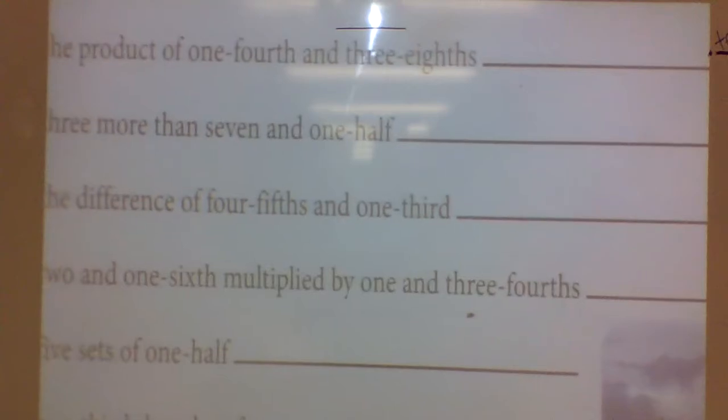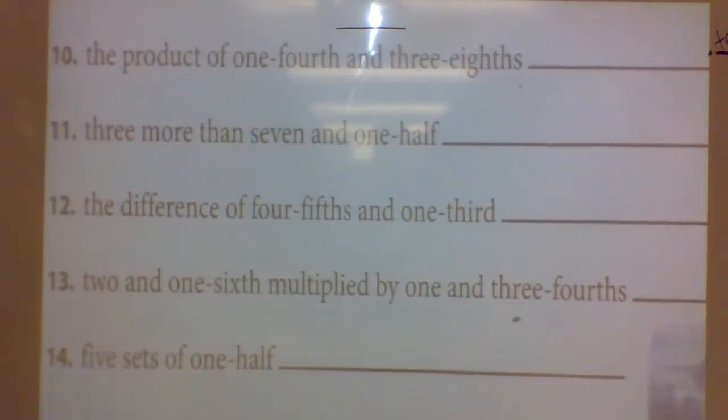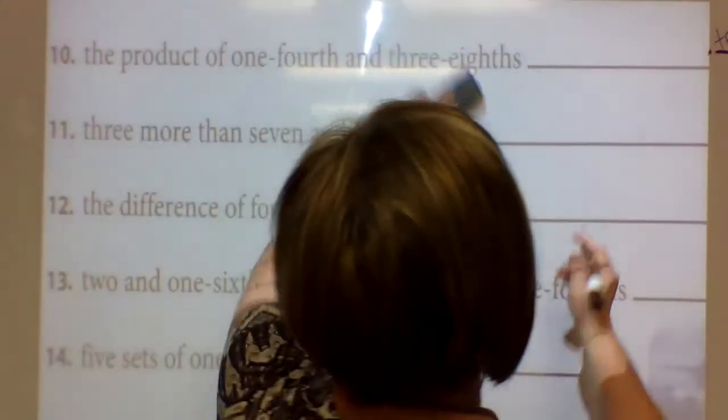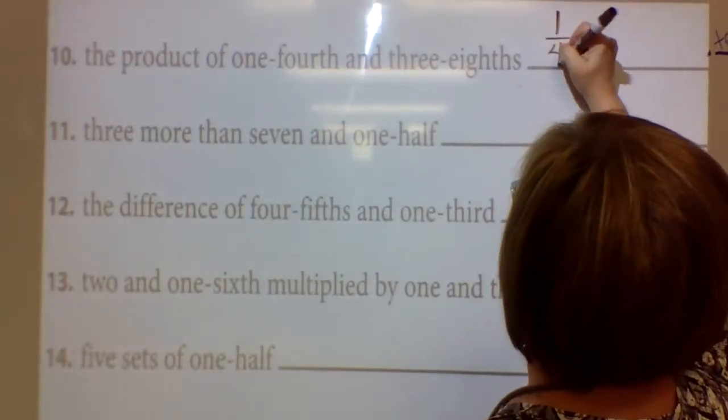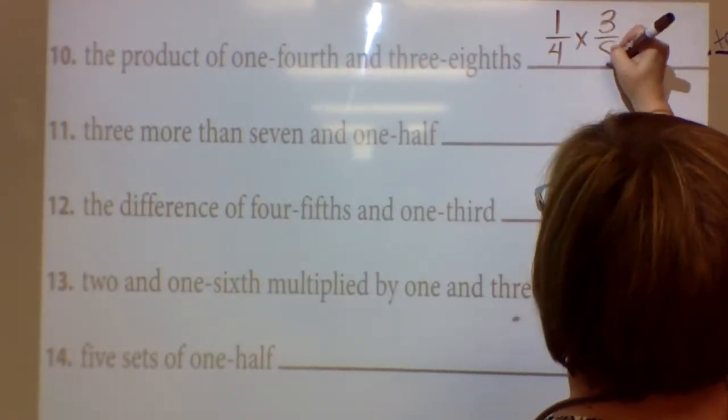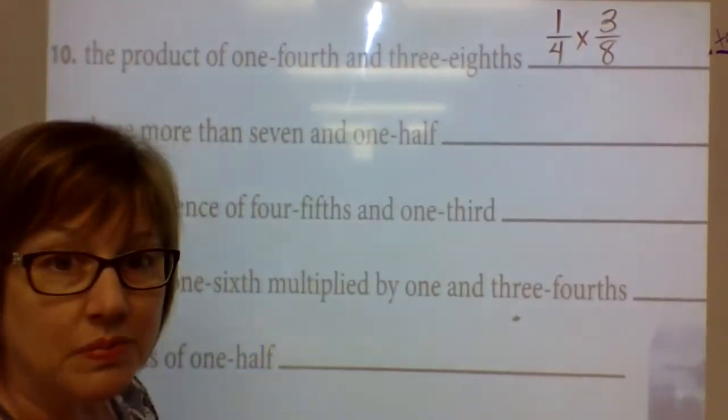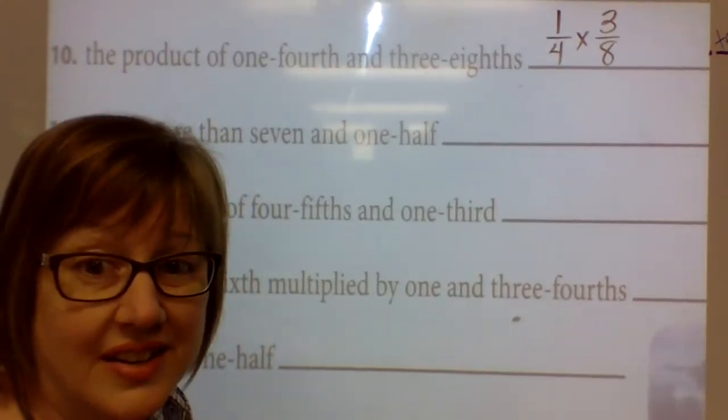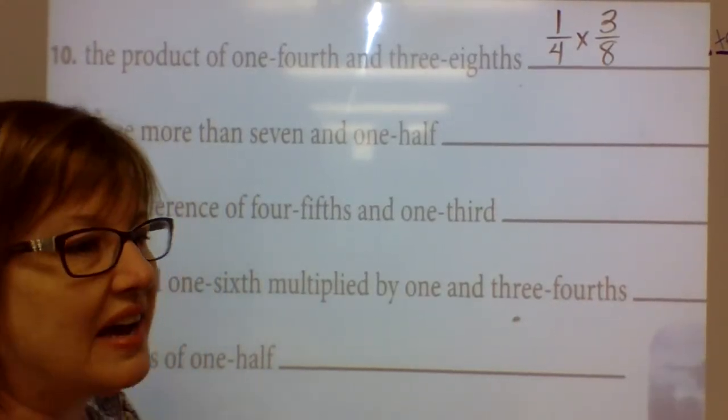Okay, so the product of 1/4 and 3/8. So we would write 1/4 times 3/8. Did you think this section looked hard? Evan says, nah, we got this.